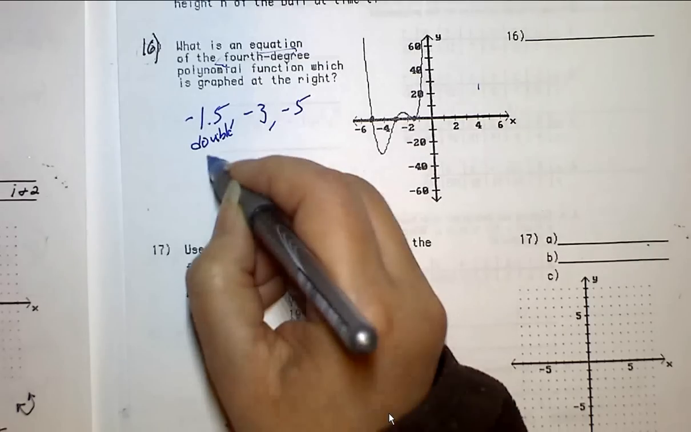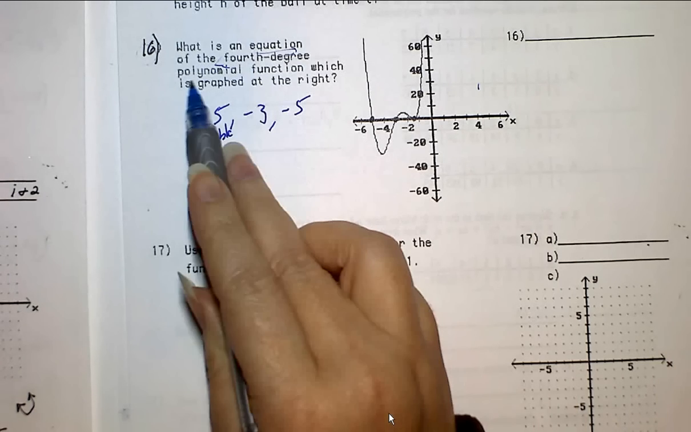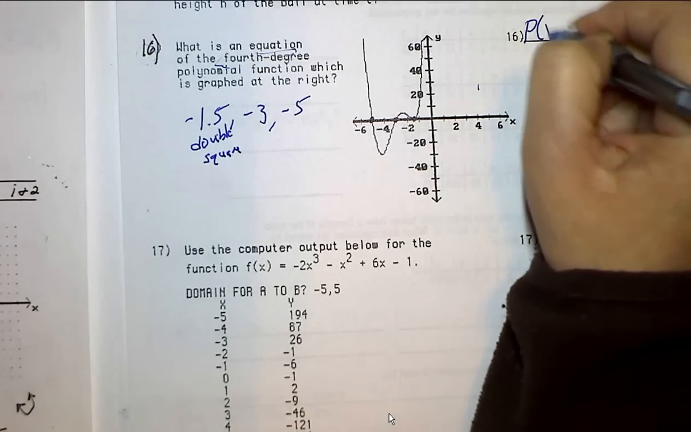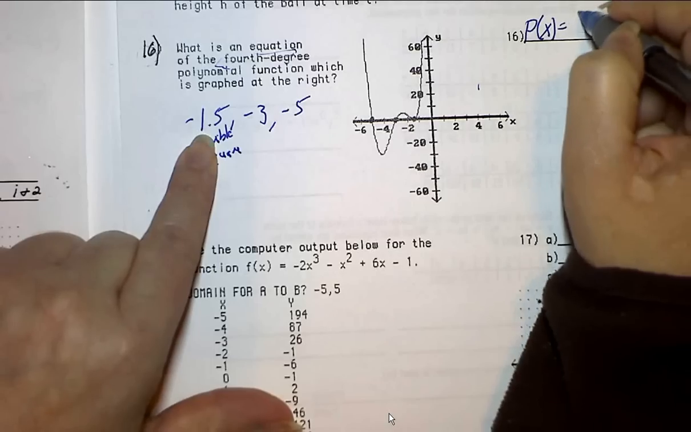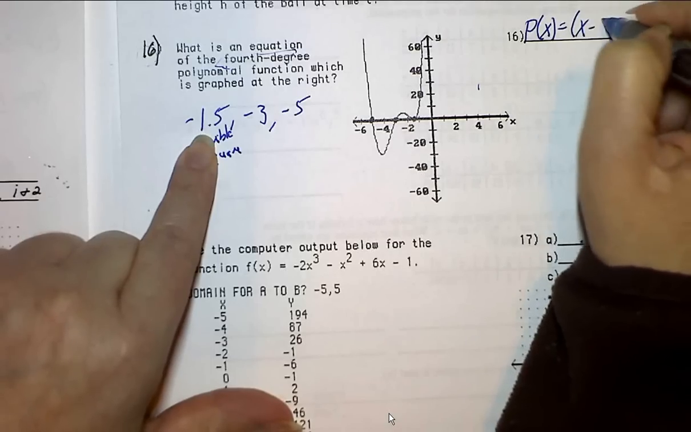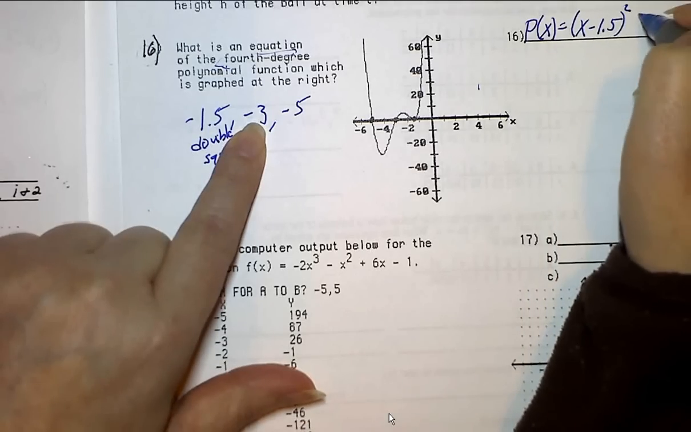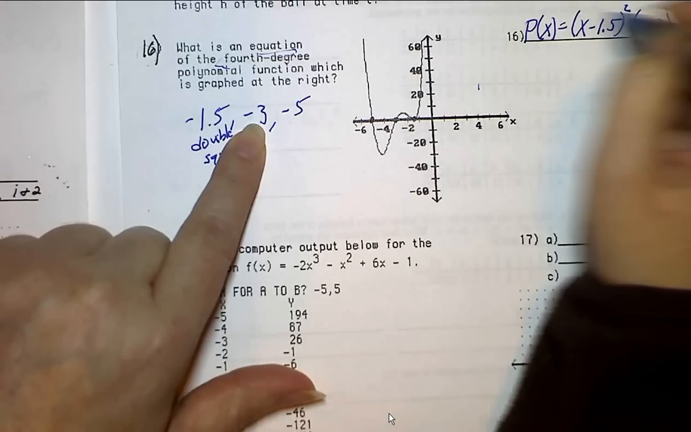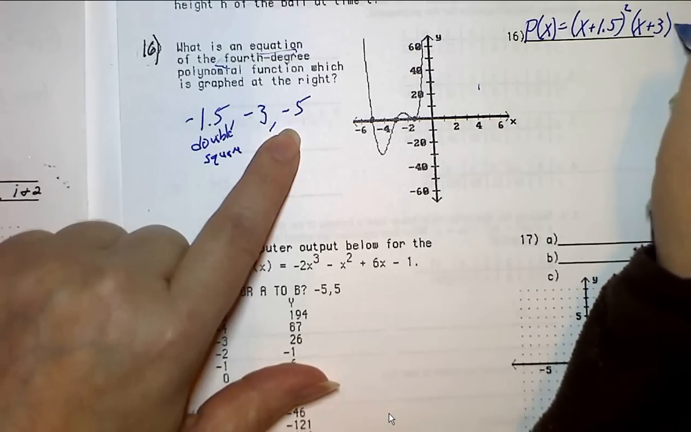So write my polynomial. So function. So what's the first thing you have to have? Yeah, p of x equals. Now if this is a 0, what's my factor? X minus 1.5 squared. If this is my 0, what's my factor? X plus 3. Oh, sorry, this should be a plus 2. It's opposite. And if negative 5 is a 0, then my factor is x plus 5. Sorry about that.